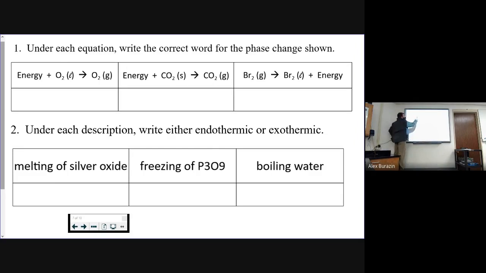What phase change is this? What's the phase change? Boiling or vaporization? What's the phase change?